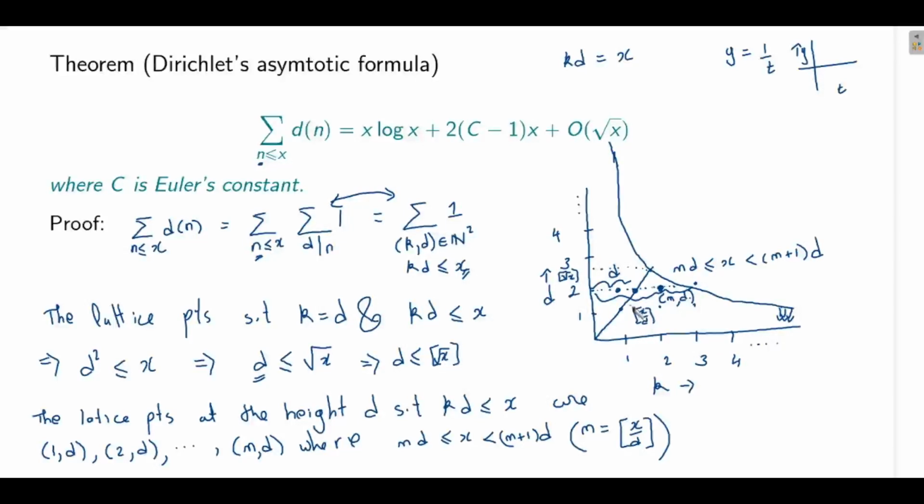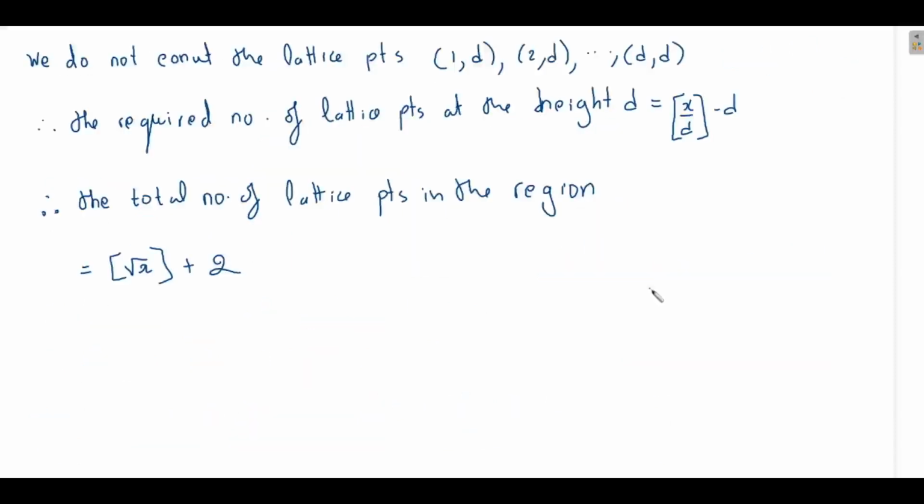So that will be twice the summation over d less than or equal to square root of x, or greatest integer of square root of x, that's the same. Here d is varying only over the natural numbers, so it does not make a difference. Of x by d minus d. This is what we get.